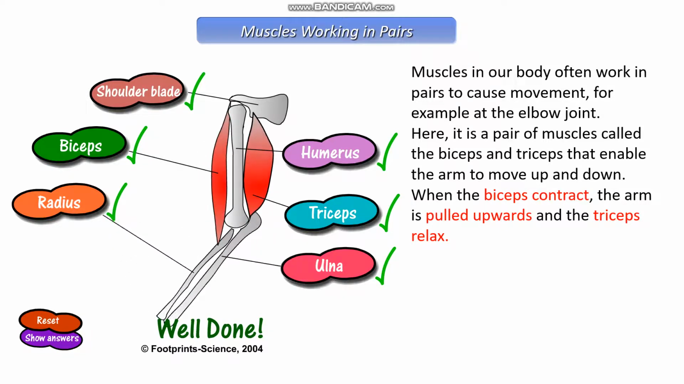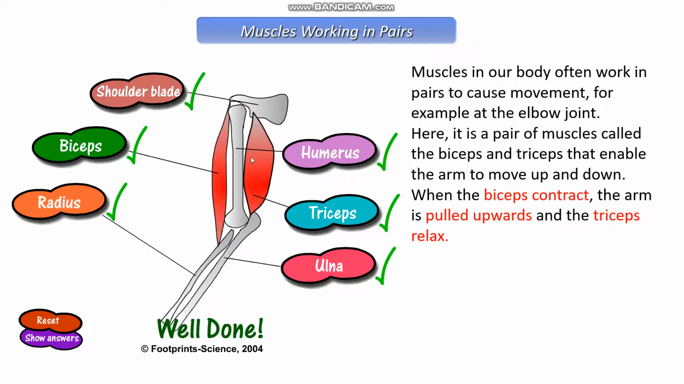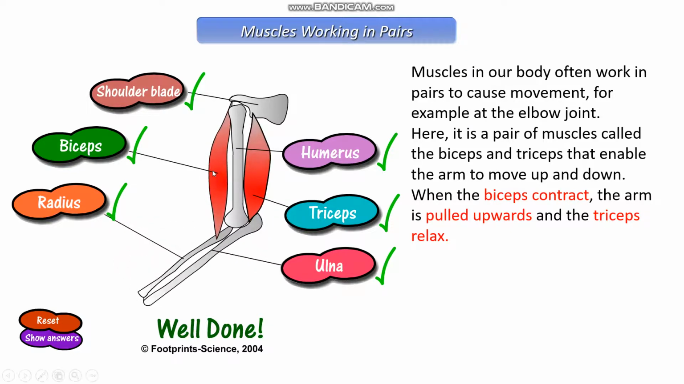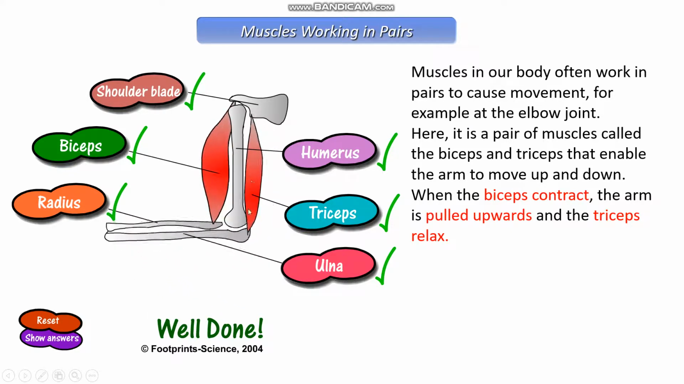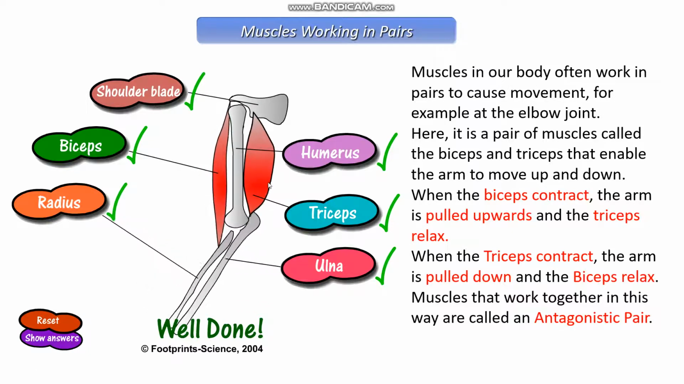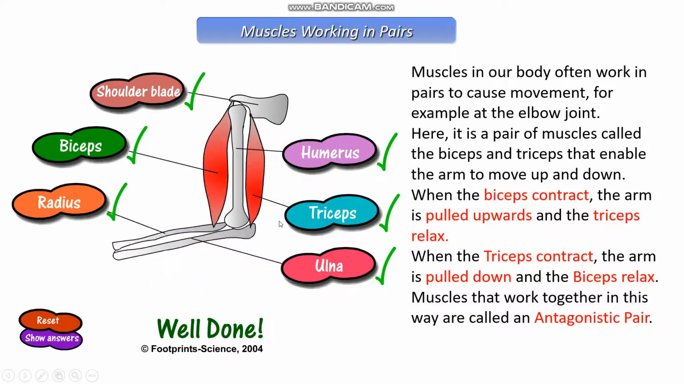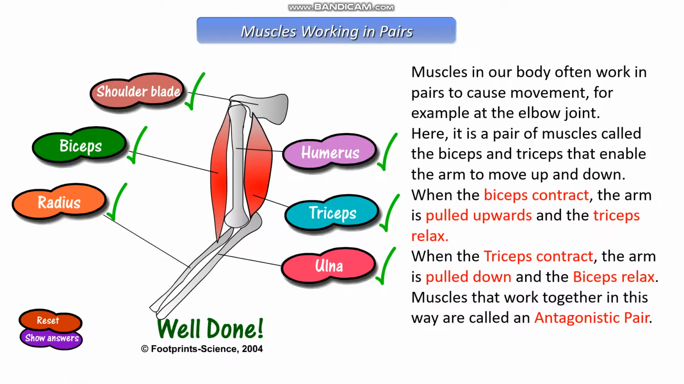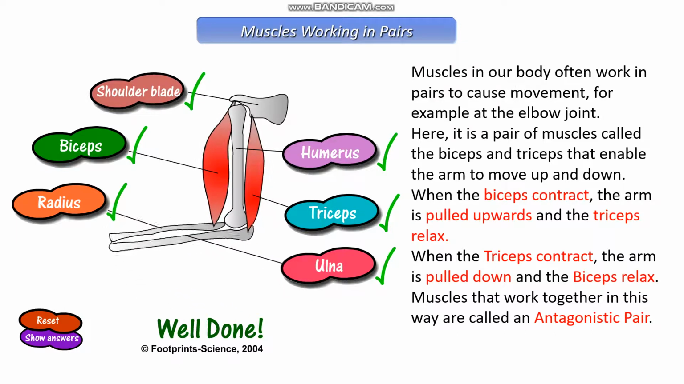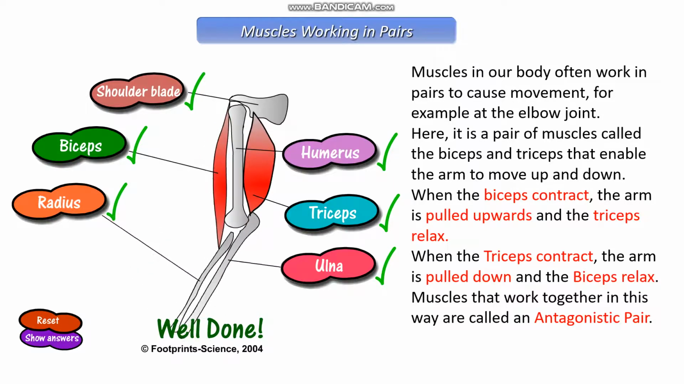Now, you might like to just view the video for a moment and just look at how the size of these two muscles change. When the bicep contracts, so when that gets shorter, the arm is pulled upwards and the triceps get longer and relax. When the triceps get shorter or contract, the arm is pulled down and the biceps relax. And so you can get both up and down movement by the biceps contracting or the triceps contracting. Now, when a pair of muscles work in this way, working kind of opposites to each other, they're what we call an antagonistic pair.